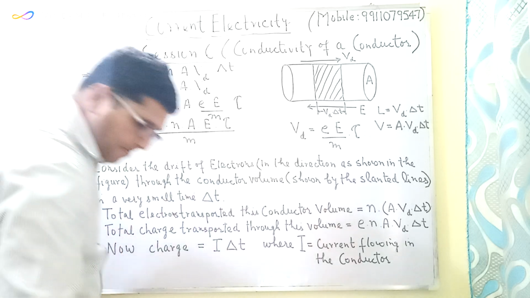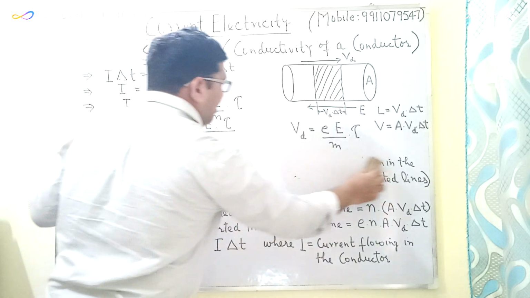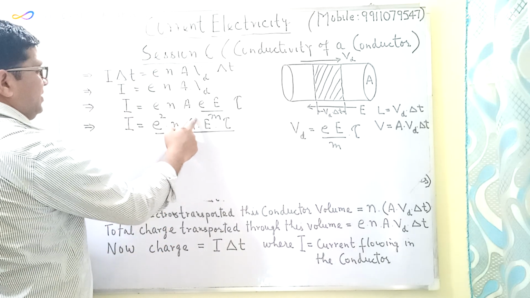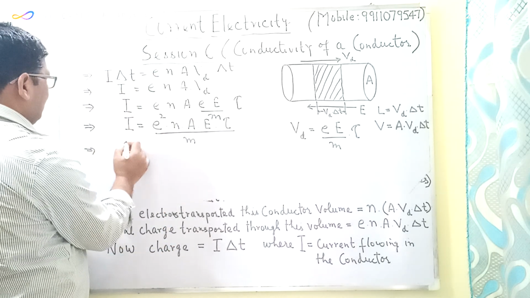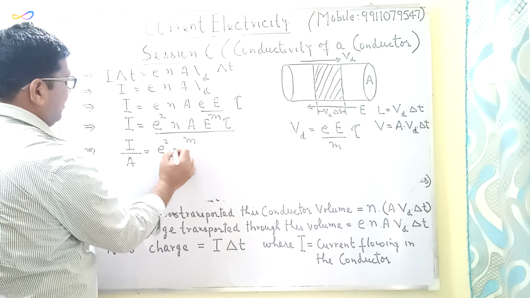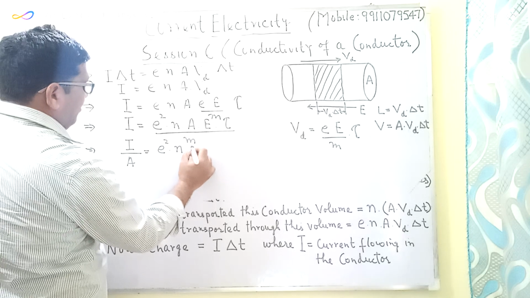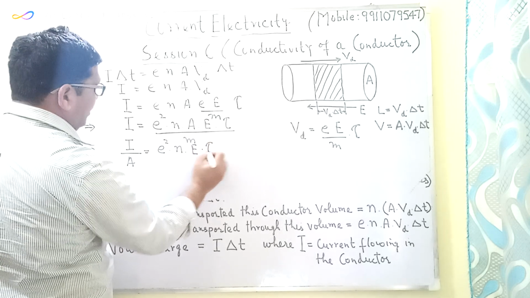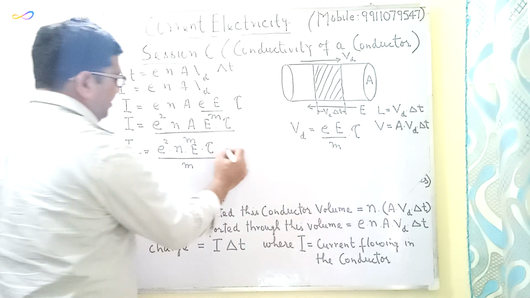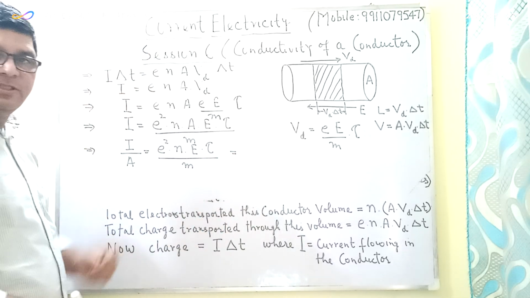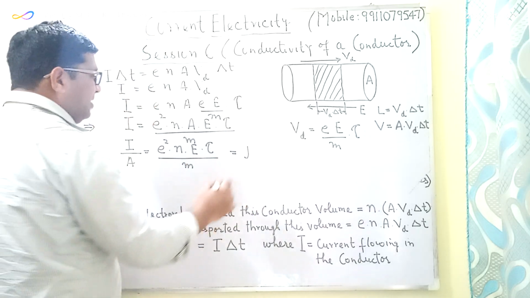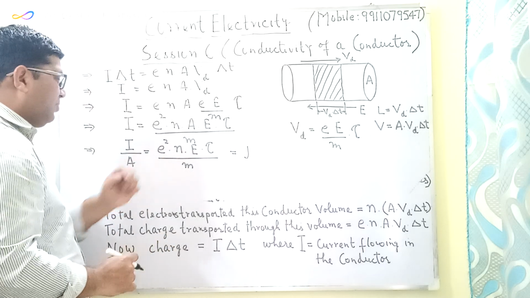Now I will be taking this A on the left hand side of this equation. So this will be equal to I upon A, and I will be getting e square N E tau divided by m. Now I upon A is what? This was the current density, as we have studied in the previous session. So I upon A is the current density, denoted by J.